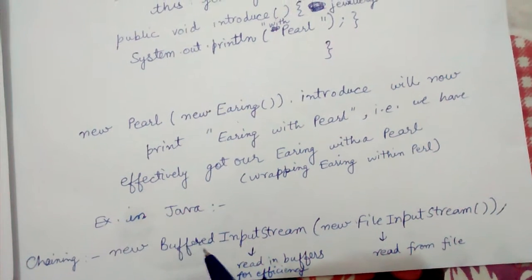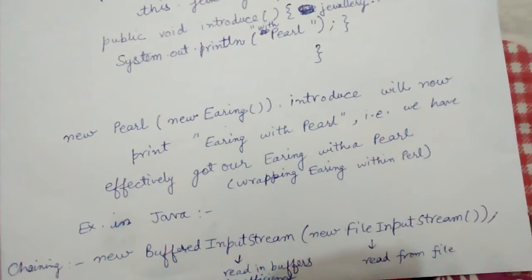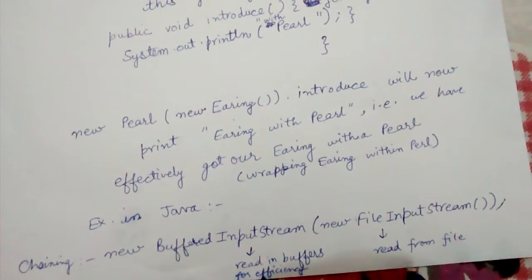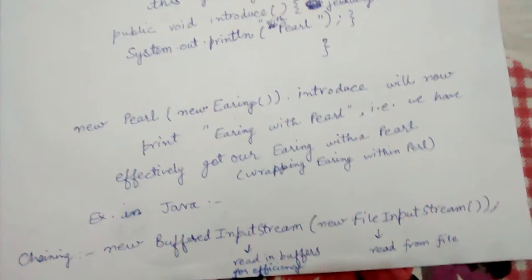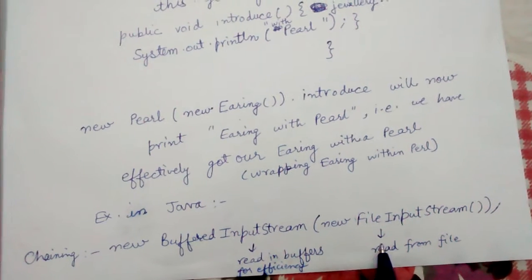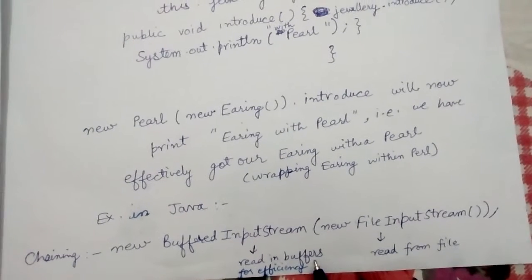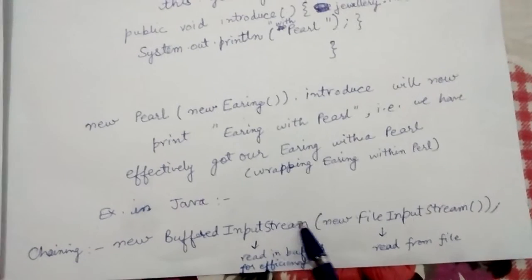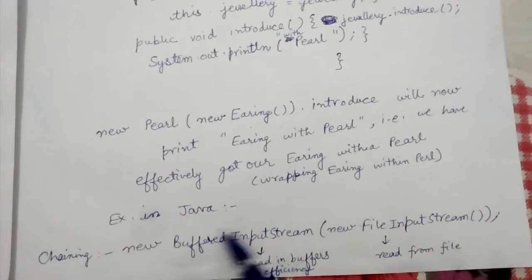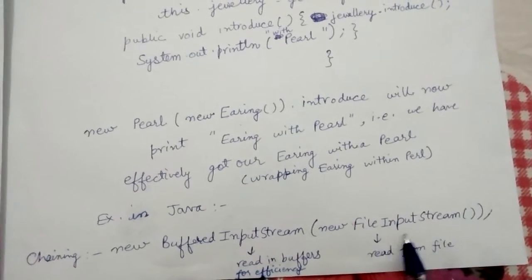An example in Java is when we have a file input stream which reads from a file. It just reads bit by bit, but what we want to do is read some bits and store them in a buffer for efficiency. So we read chunks of data instead of bit by bit. So what we do is we wrap it inside a buffered input stream decorator. So this is a sample use case in the Java core library.